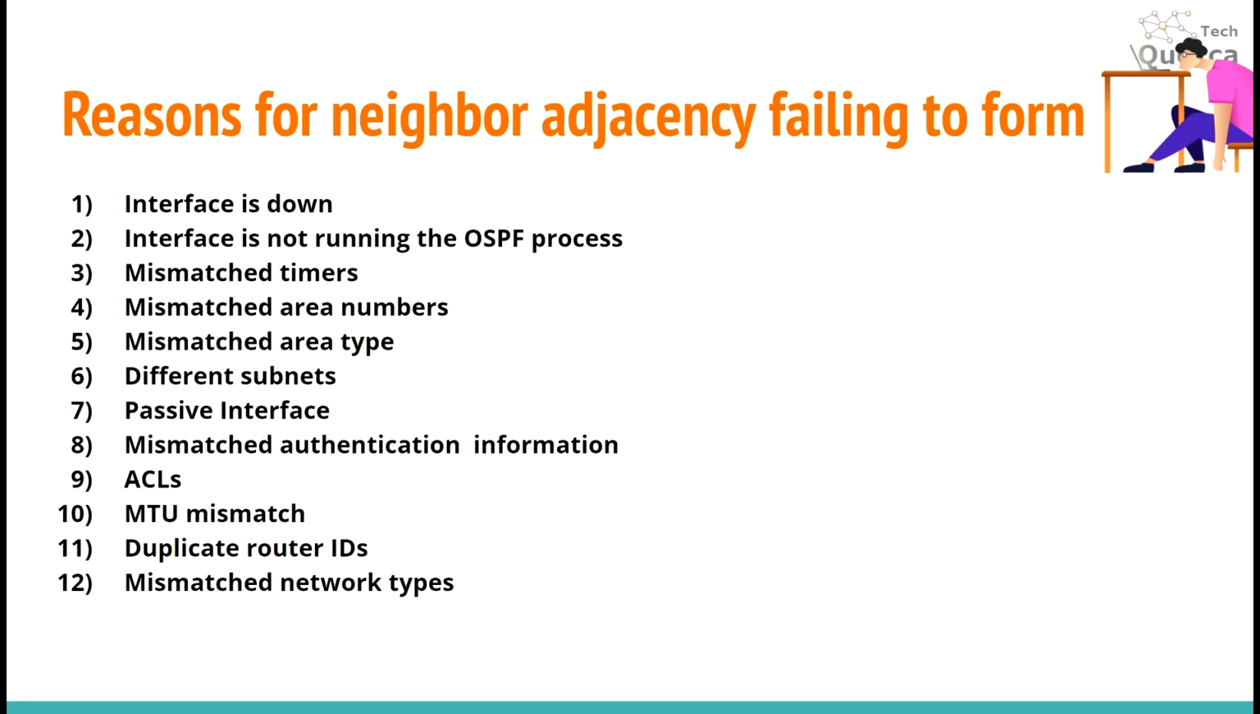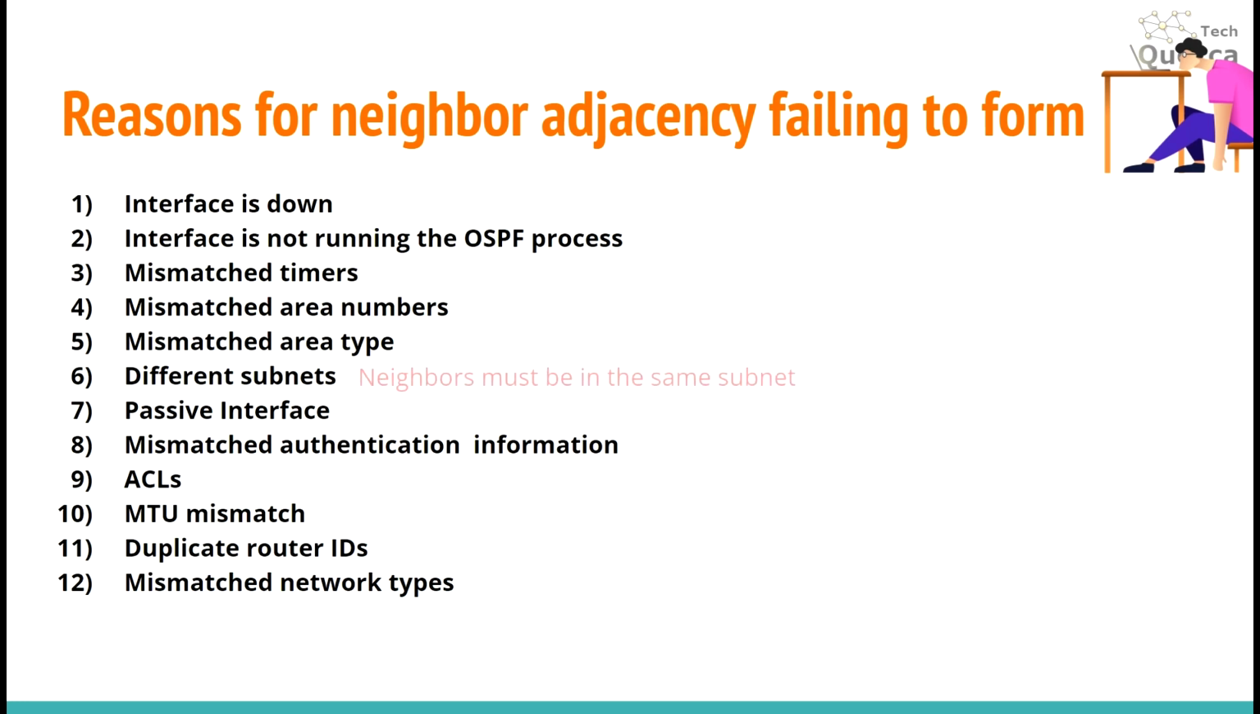Next one, mismatched timers. Hello and dead timers must match on both ends of the link, otherwise OSPF will not form a neighbor adjacency. The next one is mismatched area numbers. Both interfaces on the link must have the same area number configured for OSPF. Mismatched area types: routers need to agree on the area type. They can be in a normal OSPF area, a not-so-stubby area or a stub area, but they need to agree on the same area type.